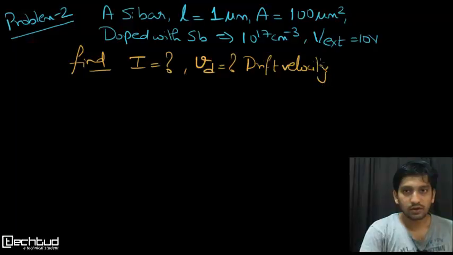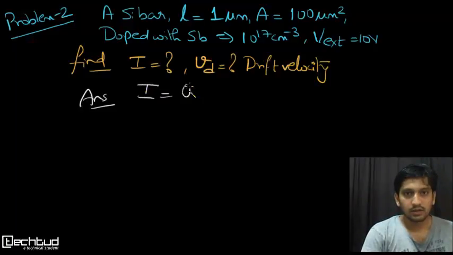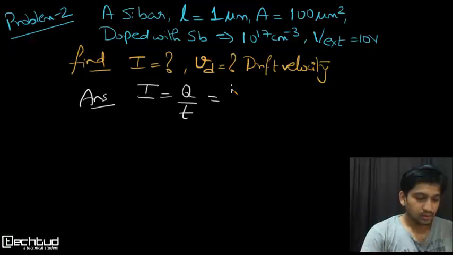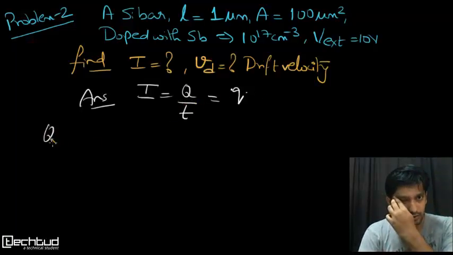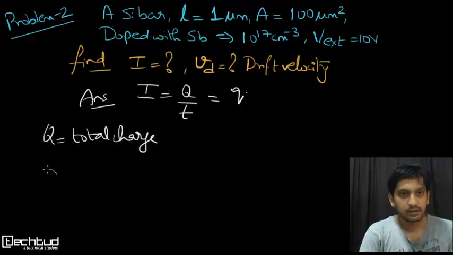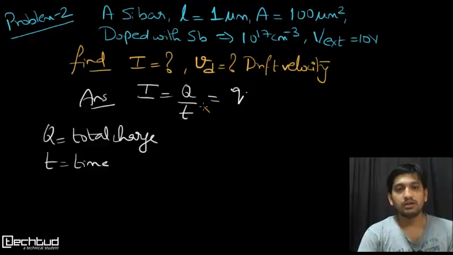A few of the things you have not covered in theory, but you are trying to cover in the problems. I think in this way you can understand things far better. I is nothing but charge divided by time. What is charge? Suppose I say Q is the electron charge times the electron concentration, where Q is the total charge. T is the time taken by the charge to move some distance.